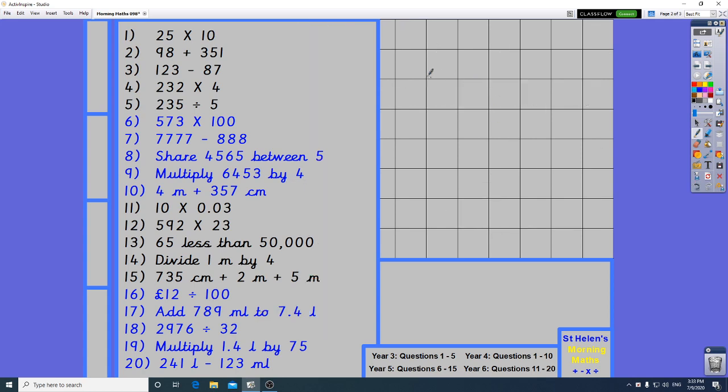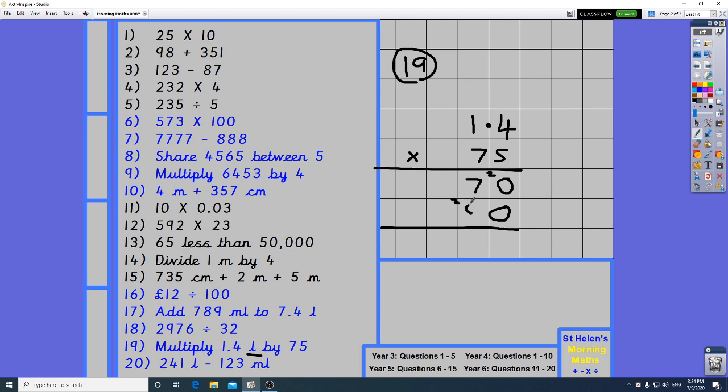We go to question 19. A long multiplication here with decimals. Multiply 1.4 litres by 75. I'm going to keep this in litres. That won't be a problem. I don't need to change it into millilitres in this case. 1.4 times 75. Let's put a 0 down here. 5 times 4 is 20. 5 times 1 is 5. Plus a 2 is 7. 7 times 4 is 28. 7 times 1 is 7. Plus 2 is 9.